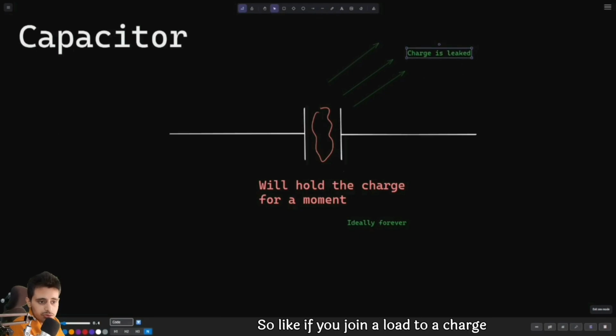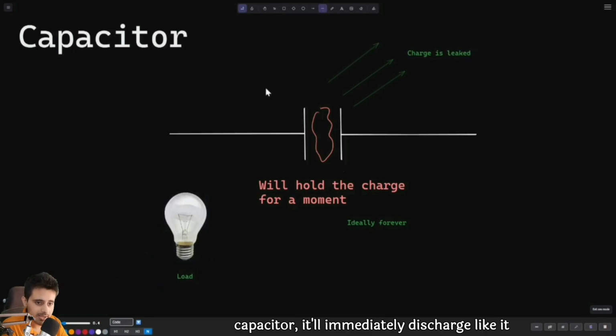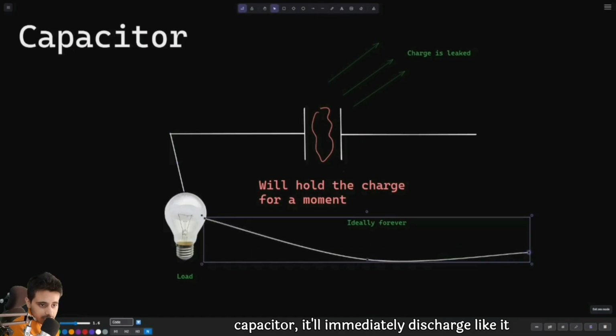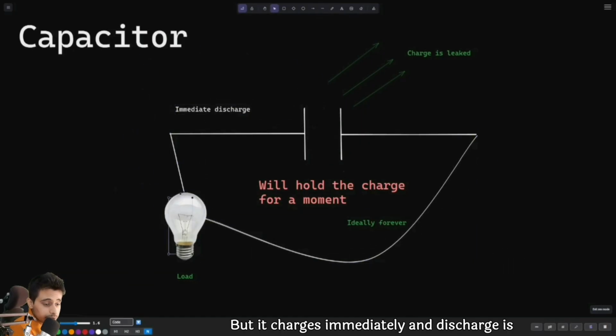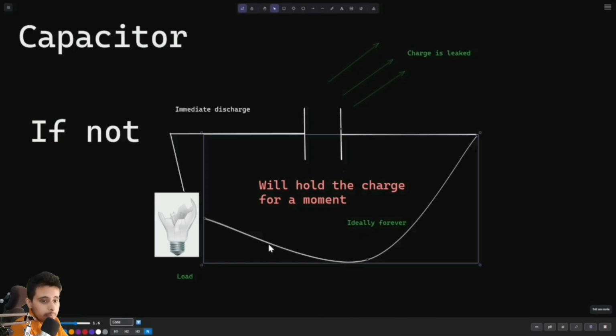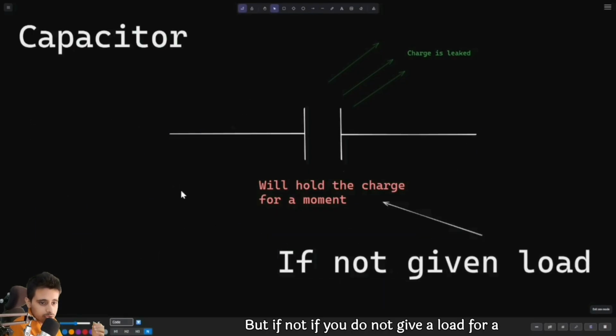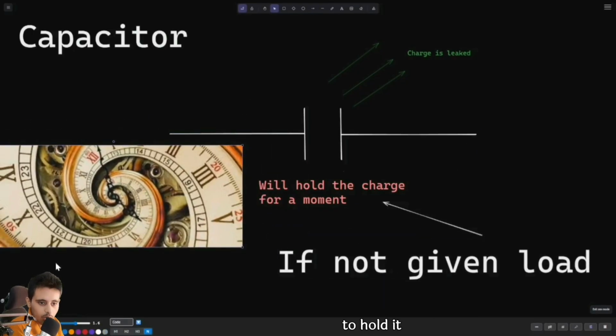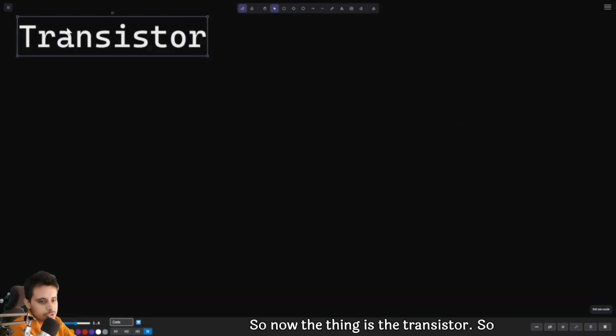If you join a load to a charged capacitor, it'll immediately discharge. It is like a battery basically, but it charges immediately and discharges immediately if you give a load. But if you do not give a load for a certain amount of time, it is going to hold the charge. So now the thing is the transistor.